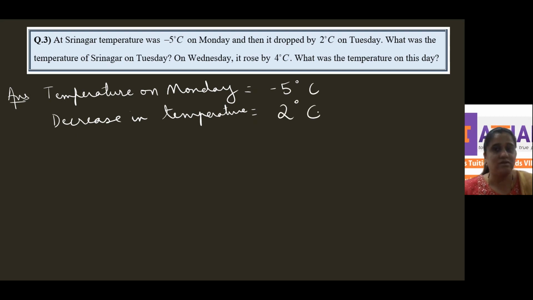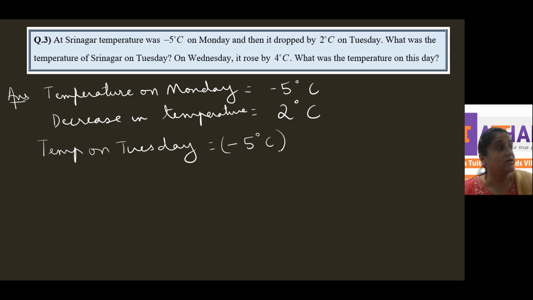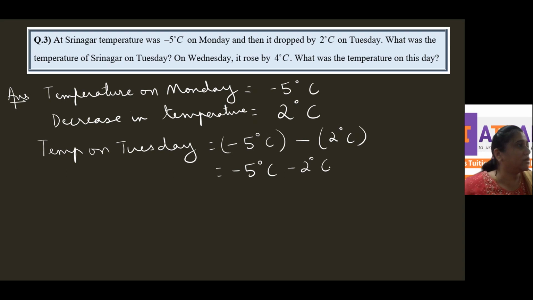Two degree Celsius. So then what is the temperature on Tuesday? Temperature on Tuesday is equal to, subtract, no. So you should write both: -5°C and then -2°C. It decreases, no? So 2°C, and since it decreases, it's minus. So it is -5°C, -2°C, correct?